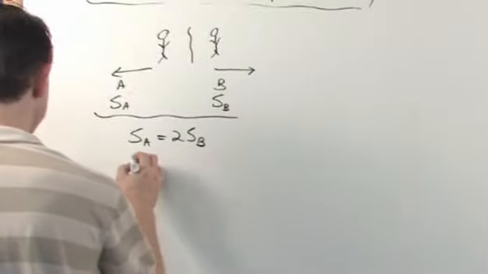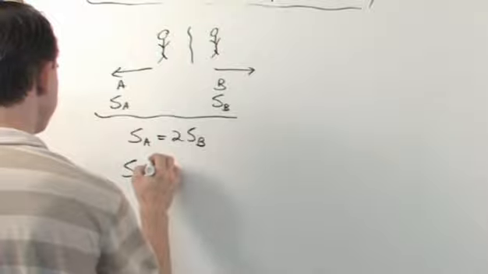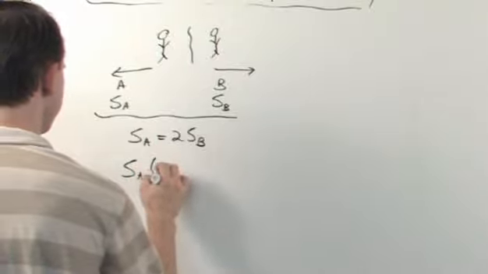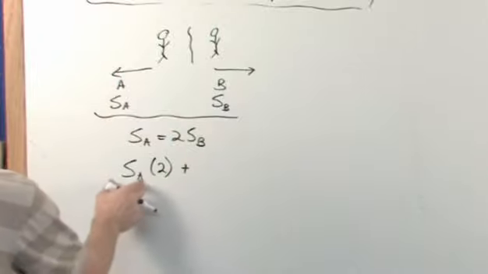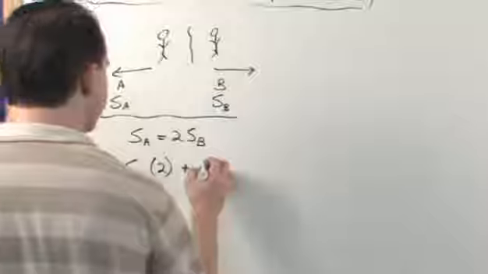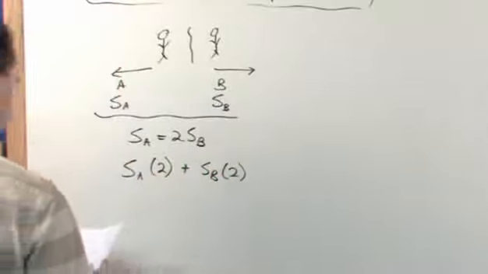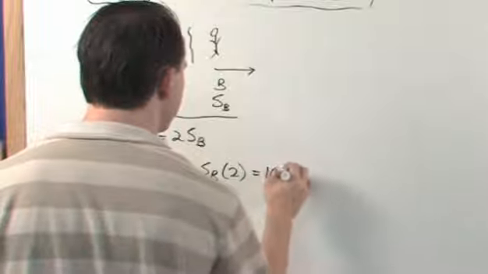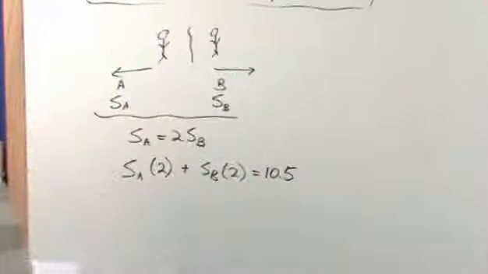So let's go ahead and write it down. The speed of person A times 2, and I'll talk about this in a second, but the speed of person A times the 2 hours you're talking about, plus the speed of person B times 2 hours, has got to be equal to 10.5. This is the second equation. Okay, this is the second equation, and you need to make sure you understand this.